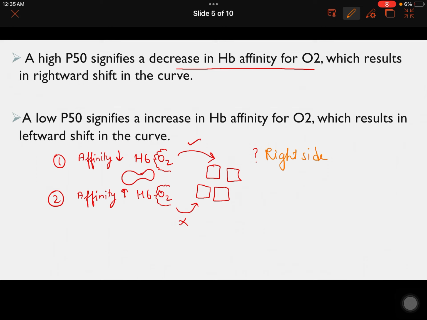And what about the second situation, where the affinity is increasing? It means we are talking about the lungs. Here the oxygen delivery will not be happening much. So here the left side shifting of this curve will be seen, right? In the first situation, if the affinity is decreasing, we see the right-sided shifting. In the second situation, the affinity of hemoglobin with oxygen is more, so left-sided shifting. In the first situation, we are talking about the tissue level. In the second situation, we are talking about the alveoli level, or the lungs level.